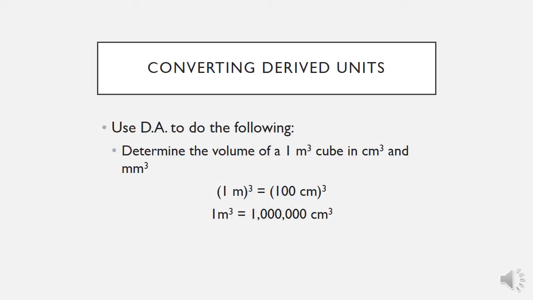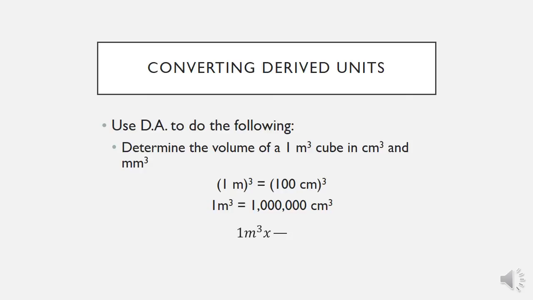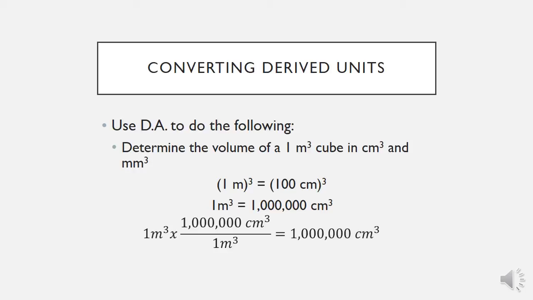So now my next step is kind of the same as we did before. I start with my given, which is 1 meter cubed, times a fraction bar. I want cubic meters to cancel. So 1 cubic meter will go on bottom. I want to get to cubic centimeters at the end. That's what's going to go on top. Multiply this out in my calculator. I get 1,000,000 cubic centimeters.